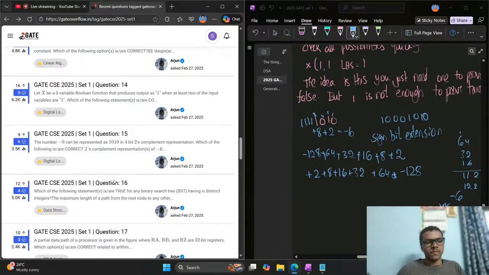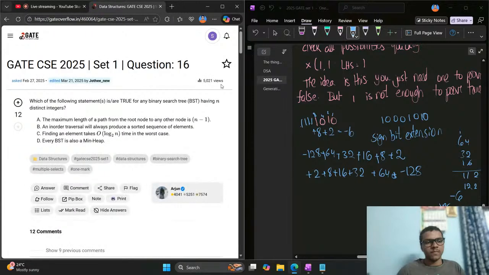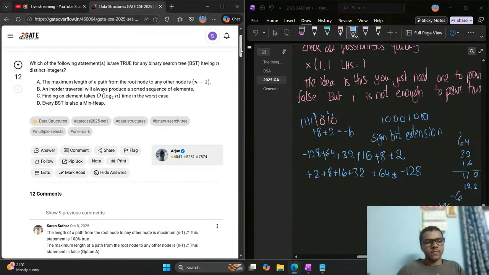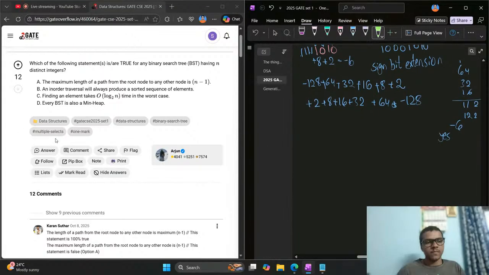Question 15. Which of the following statements is true for any BST having n distinct integers? Distinct is the word that you should be checking out. The maximum length of path from the root node to any other node is n minus 1. Yes, if it is a skewed BST. The in-order traversal always produces a sorted sequence of elements. That is true. Finding an element takes O(n) if it is skewed.